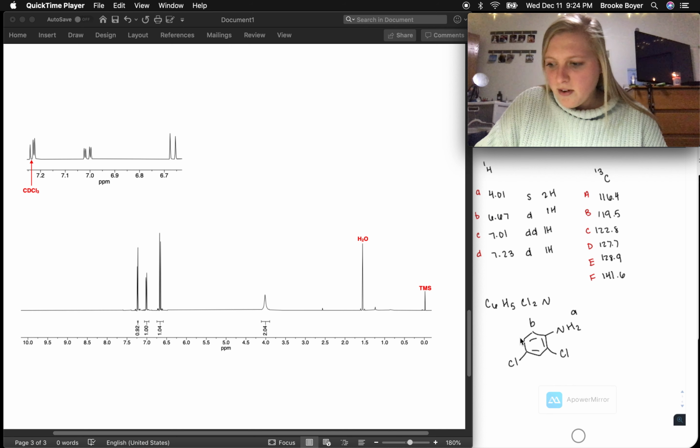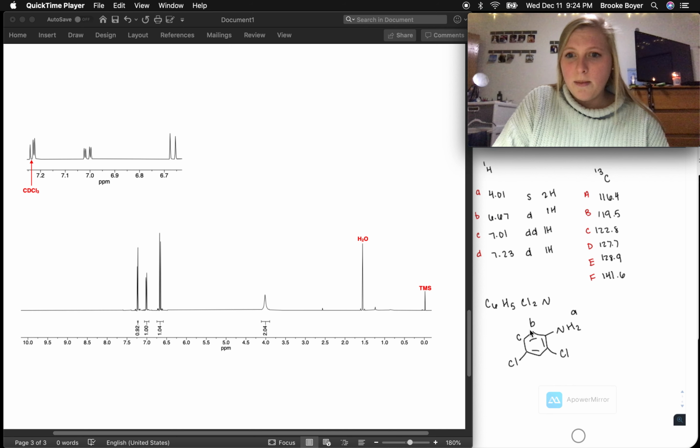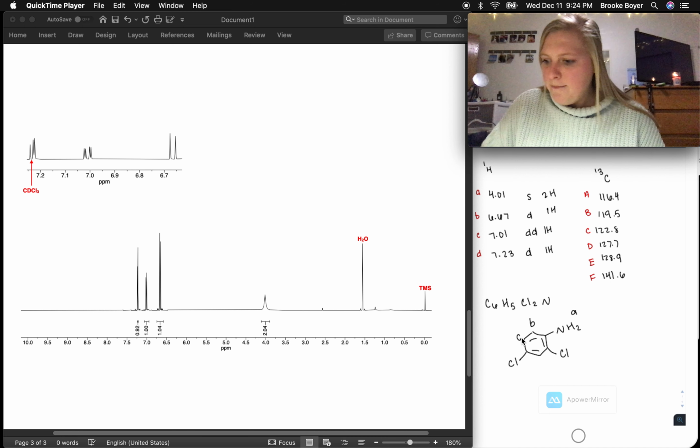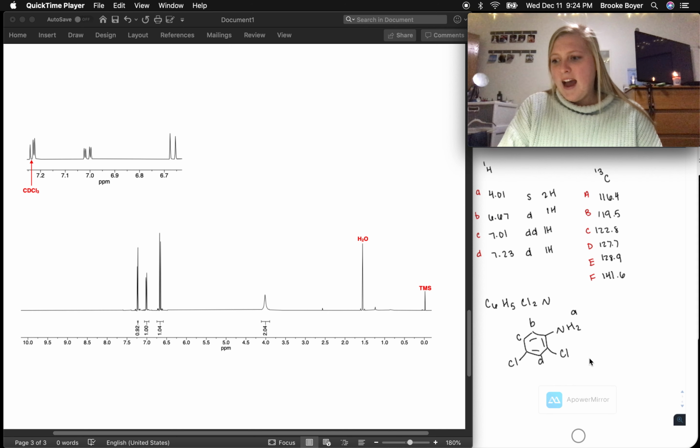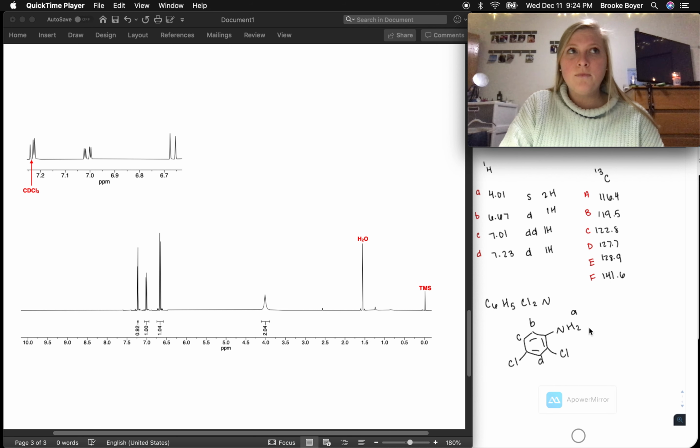C, I would say, would be right here, which makes sense because it's a doublet of doublets, and it could see this hydrogen as well as this hydrogen. And then D, I would say, would be over here because it's also a doublet, so it also only sees 1 hydrogen. So it would see C, unlikely B as well. So I would say that this compound right here, 2,4-dichloroaniline, is our unknown compound.